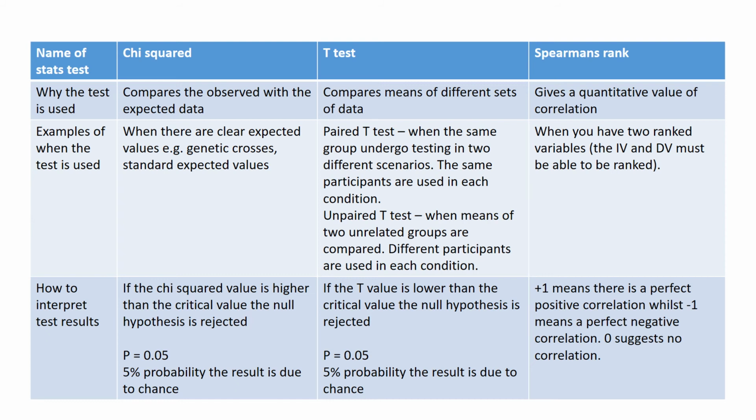Your Spearman's rank value should be between -1 and +1. If it's not, then you've done it wrong. +1 means that there's a perfect positive correlation, whilst -1 means there's a perfect negative correlation. And if you get a Spearman's rank value of 0, it means that there's no correlation. So obviously the closer you get to +1, the stronger the positive correlation, and the closer you get to -1, the stronger the negative correlation. And obviously the closer to 0, then the weaker the correlation.